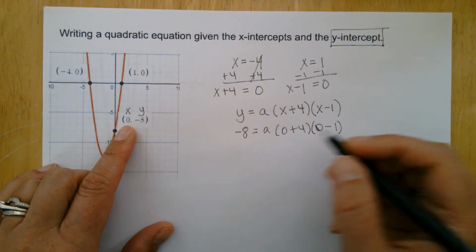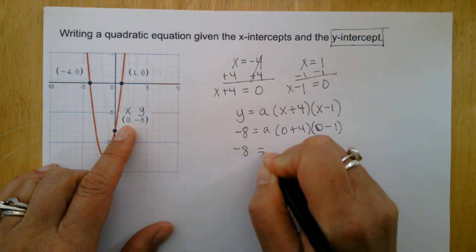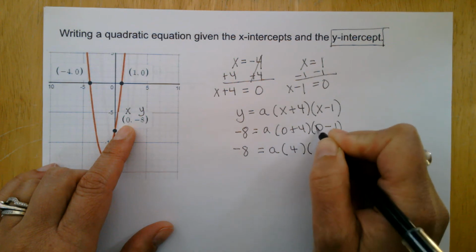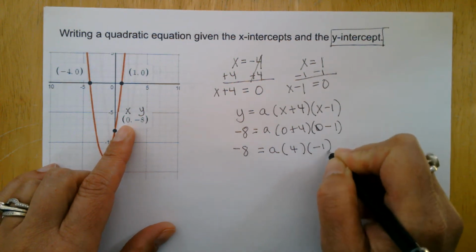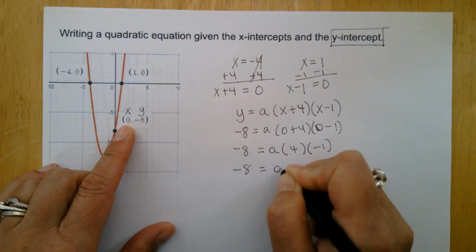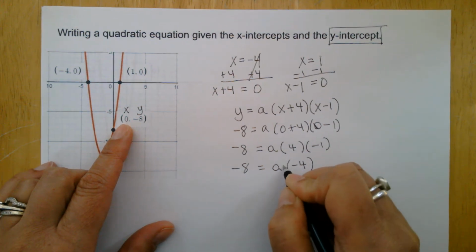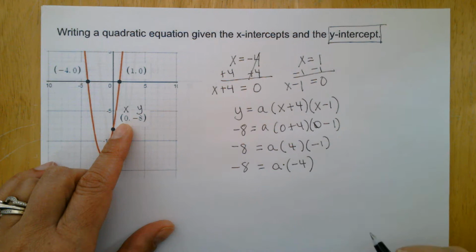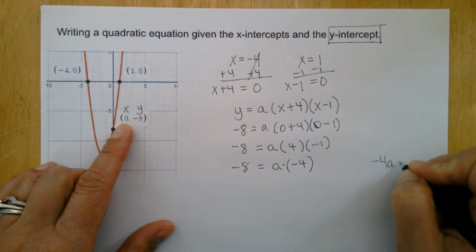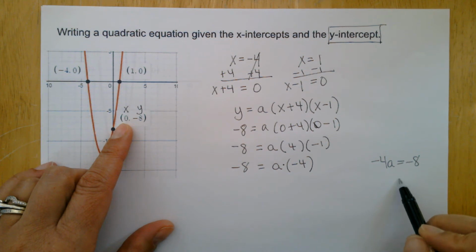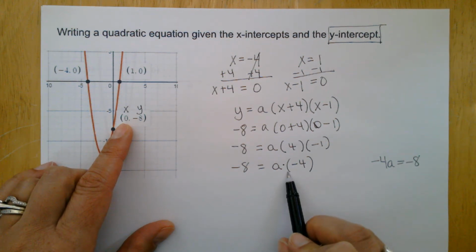Now what I can do is solve. So I'm going to solve this out by hand. 0 plus 4 is 4. 0 minus 1 is -1. 4 times -1 is -4. Now this is multiplication. Usually you see it written such as a form of this, 4a equals -8. This is how we're used to seeing it, everybody. This means the same exact thing.